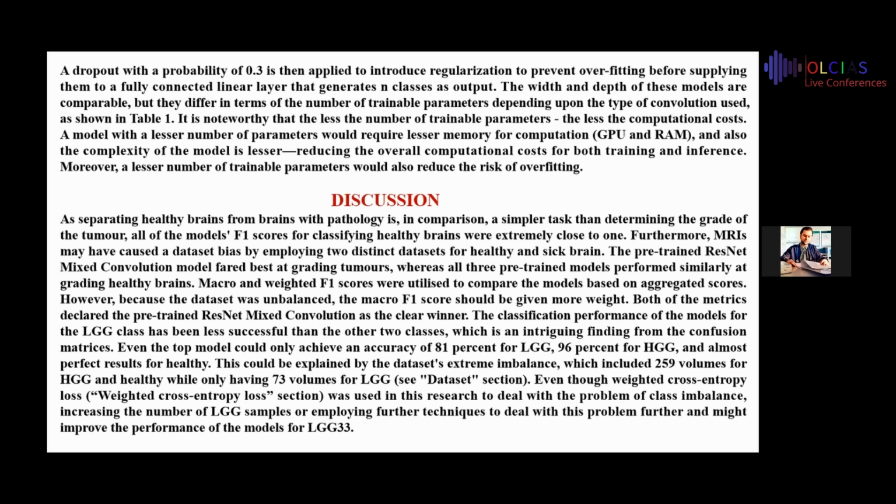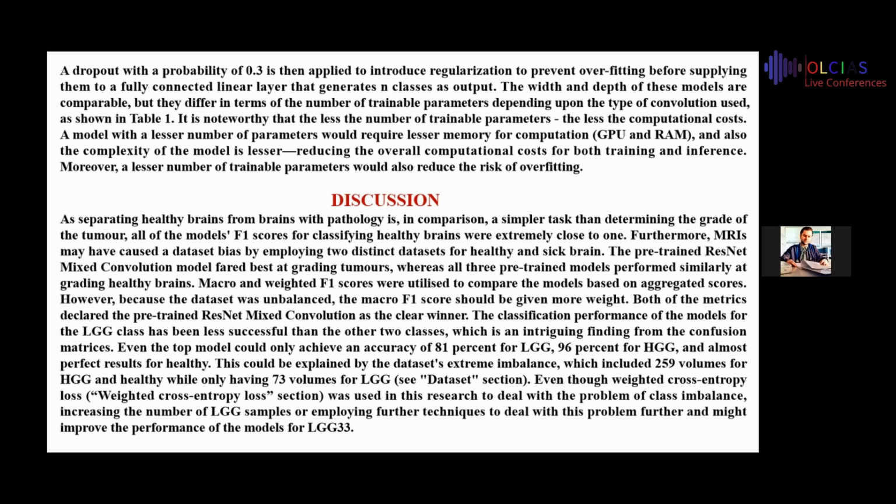Both of the metrics declared the pre-trained ResNet mixed convolution as the clear winner. The classification performance of the models for the LGG class has been less successful than the other two classes, which is an intriguing finding from the confusion matrices. So even the top model could only achieve an accuracy of 81% for LGG and 96% for HGG, and almost perfect results for healthy.